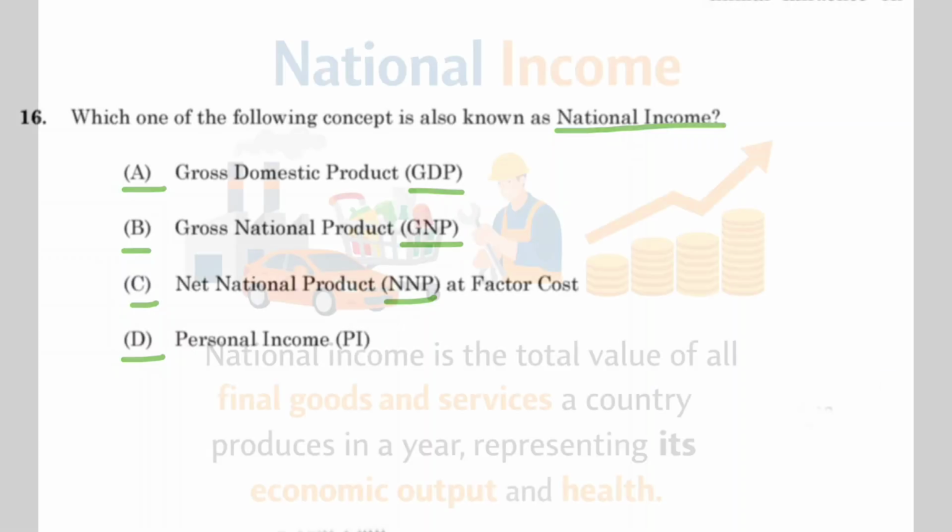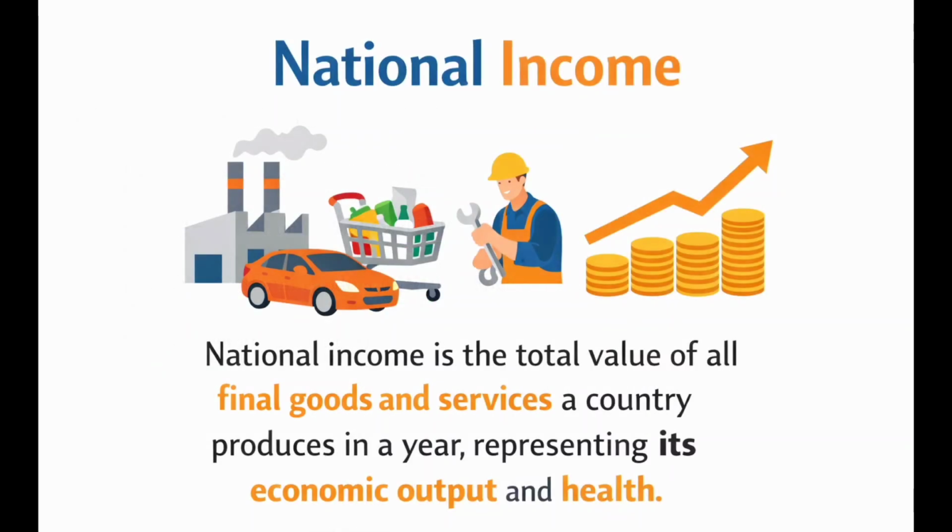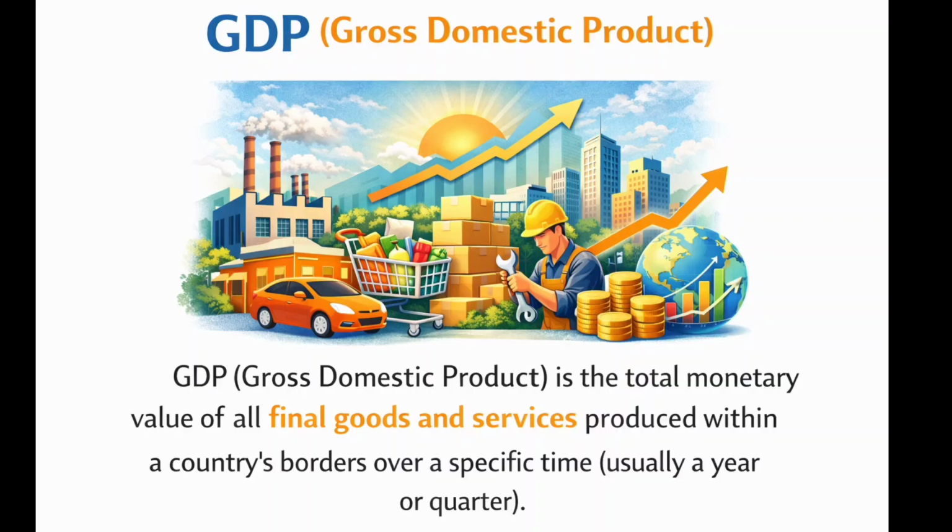Before going to answer, let's understand more about national income and related concepts. National income is the total value of all final goods and services a country produces in a year, representing its economic output and health. GDP, gross domestic product, is the total monetary value of all final goods and services produced within a country's borders over a specific time, usually a year or quarter.